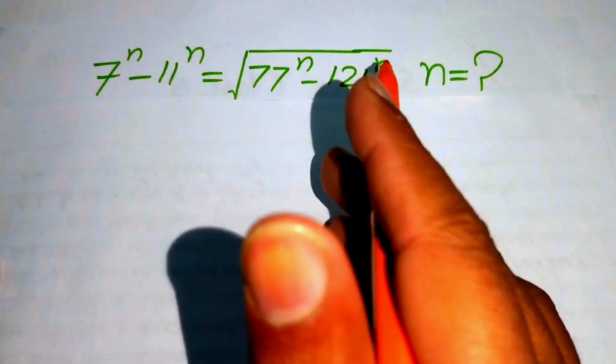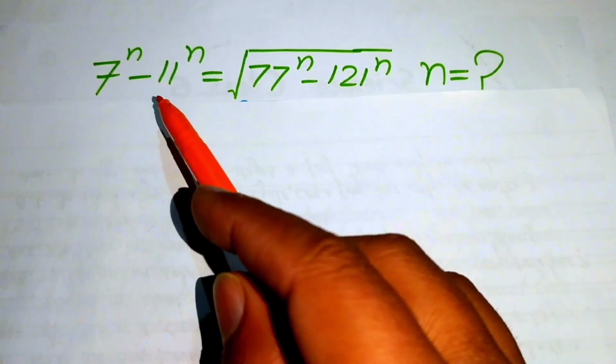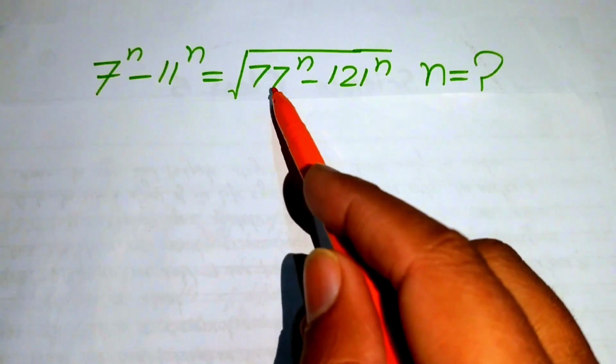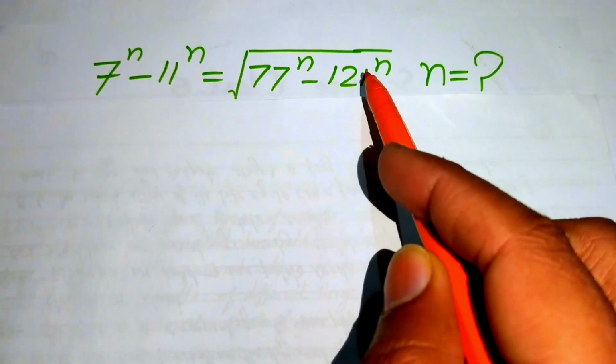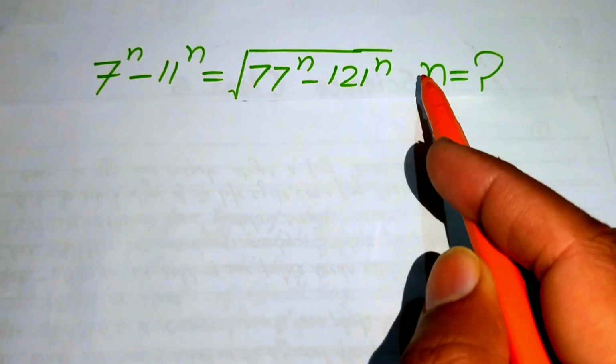In this video, we are going to solve this nice math algebra problem. Here we have 7^n − 11^n = √(77^n − 121^n). We need to solve this problem for the values of n.